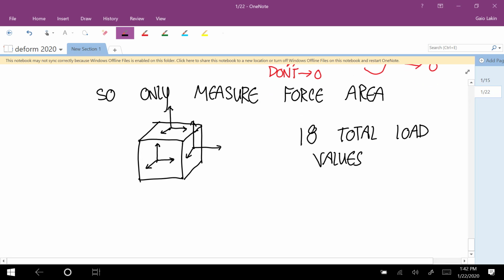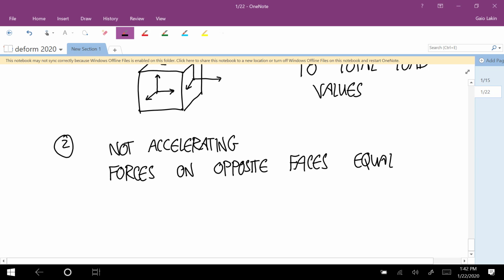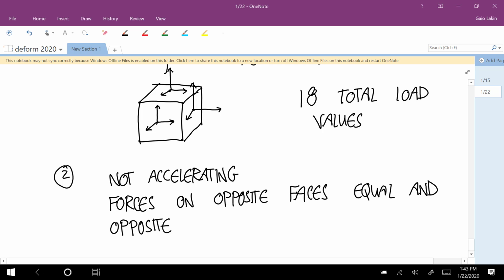Then the second step is the fact that we are requiring this point to be in force equilibrium because it's not accelerating. That requires that the forces on opposite faces have to be equal and opposite. Okay, well, that means that we've eliminated the independence of any values on those three obscured sides. So now how many values are we down to? 9.